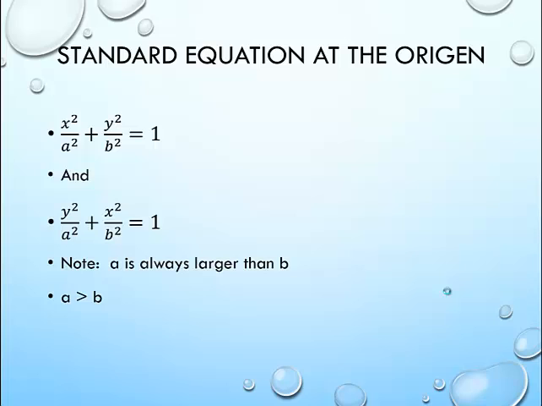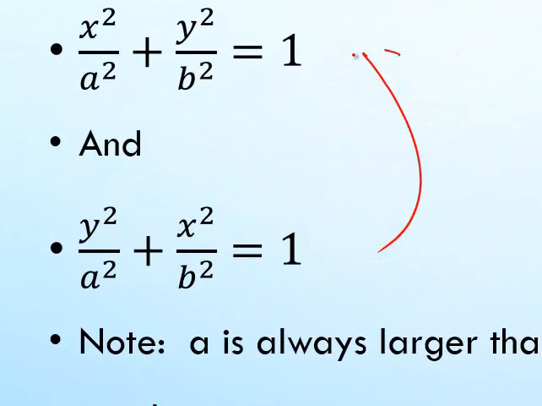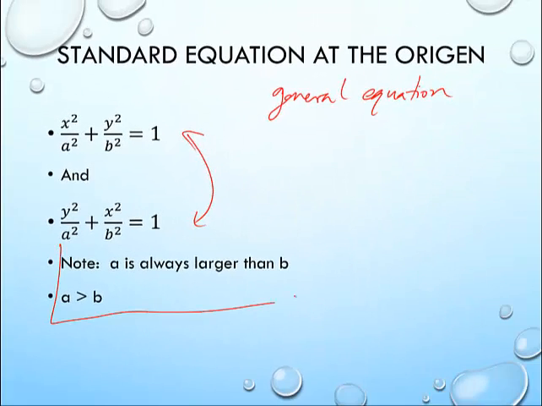The standard equation at the origin, otherwise known as the general equation, is going to be x squared over a squared plus y squared over b squared equals 1, and y squared over a squared plus x squared over b squared equals 1. Now notice we have two different equations. That's because a is always larger than b. We're going to have two numbers, a squared and b squared. Now the larger of the two is always going to be a, so that's why we have it in two different forms: one where a is under x and one where a is under y. Okay, so remember, this is very important. A is always larger than b.